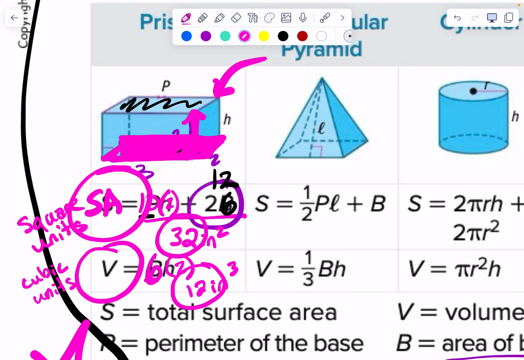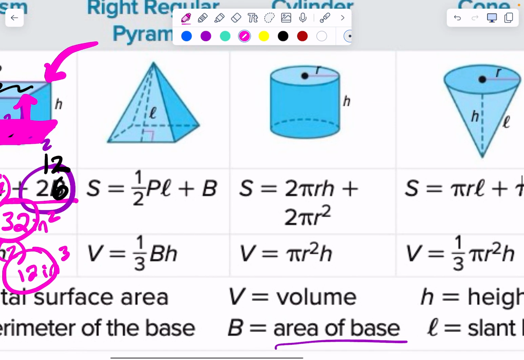Okay, so this is kind of backwards. These dimensions are not very good. It's not giving me the most bang for my buck. My volume is smaller than my surface area. All right, let's move on.